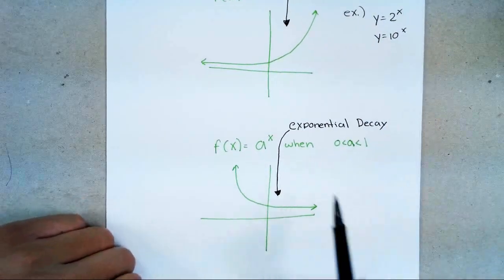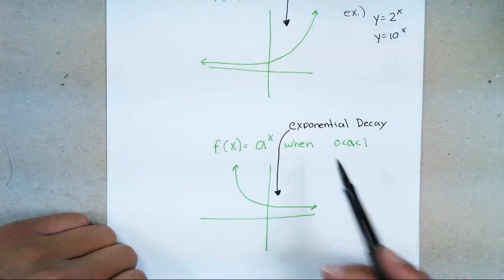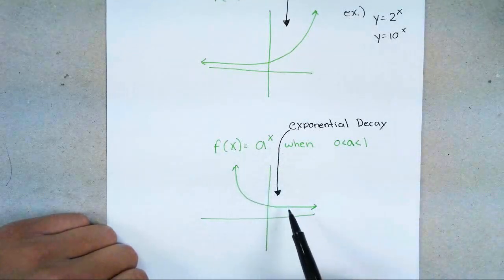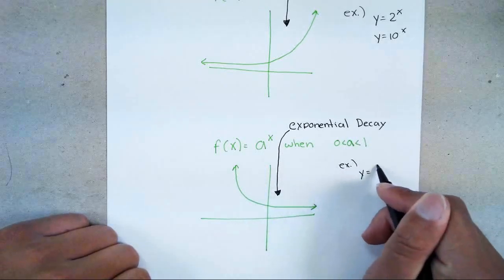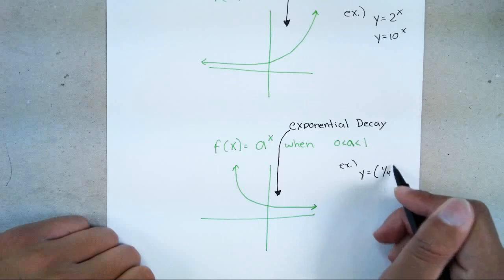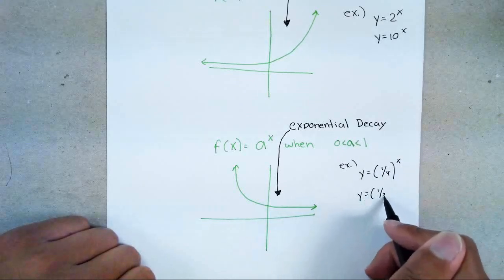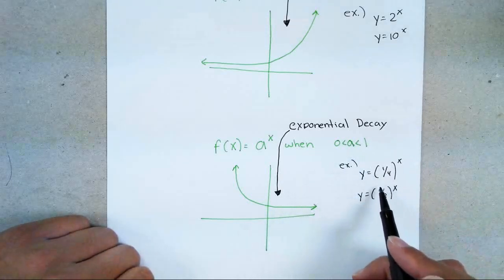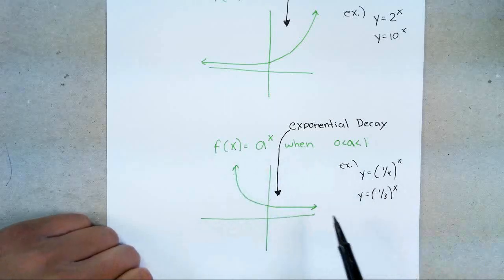And anytime you have an equation where your a is between 0 and 1, what I consider like a fraction, you're going to have an exponential decay. An example of that could be y equals (1/4) to the x, y equals (1/3) to the x. Because it's between 0 and 1, like I said, because it's a fraction, it lets you know that it's going to be an exponential decay.